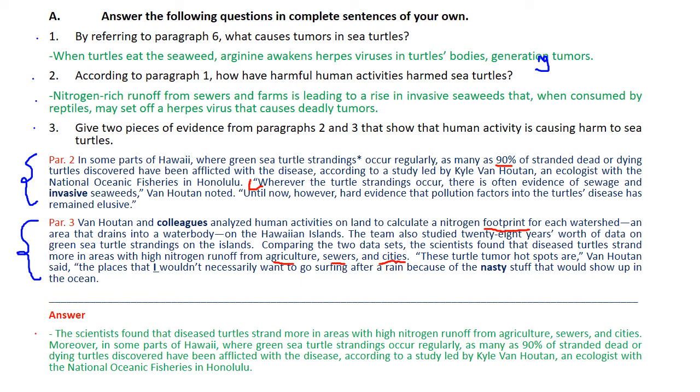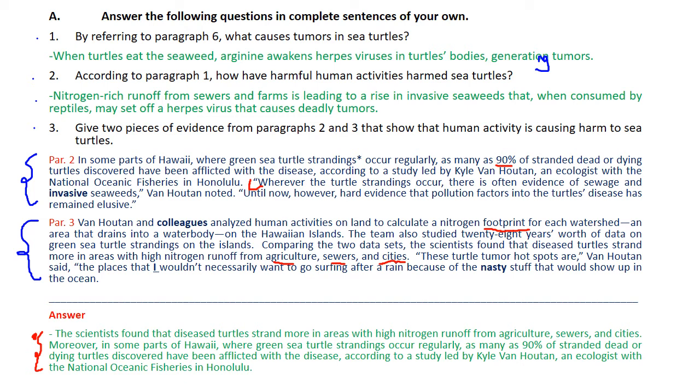This is how I expect you to write the answer, of course. Even if I ask you to list something or to give me a piece of evidence, you always need to write it in paragraph form. Okay, not in points or dashes. We agreed on that last year, but I am reiterating this point this year. The scientists found that diseased turtles strand, or are stuck, more in areas with high nitrogen runoff from agriculture, sewers, and cities. This is one piece of evidence.